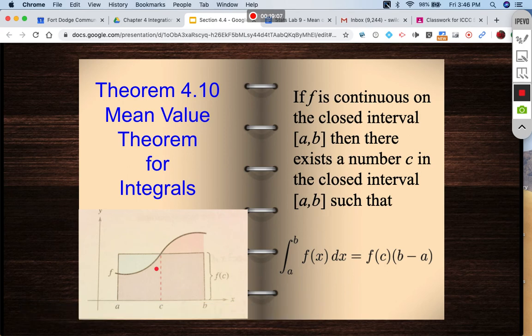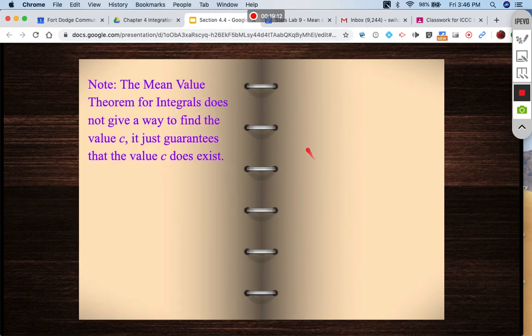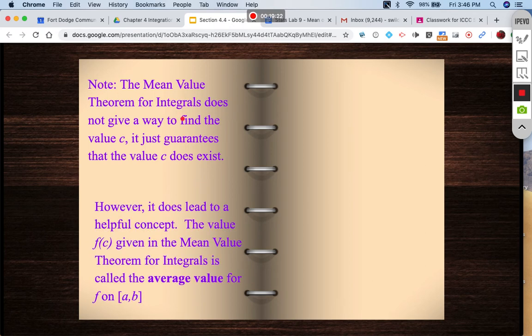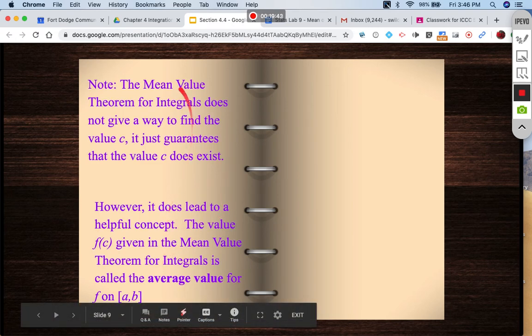A little easier to maybe see this and how we're going to apply this. Note, it doesn't help you find C. It just says C exists. It says you can always find that value. But it kind of gets us to this helpful concept, this idea that we can have an average value. You talk about the fact that your f is constantly changing, but we can say what would be my average value, and we can find it by using this idea of this mean value.